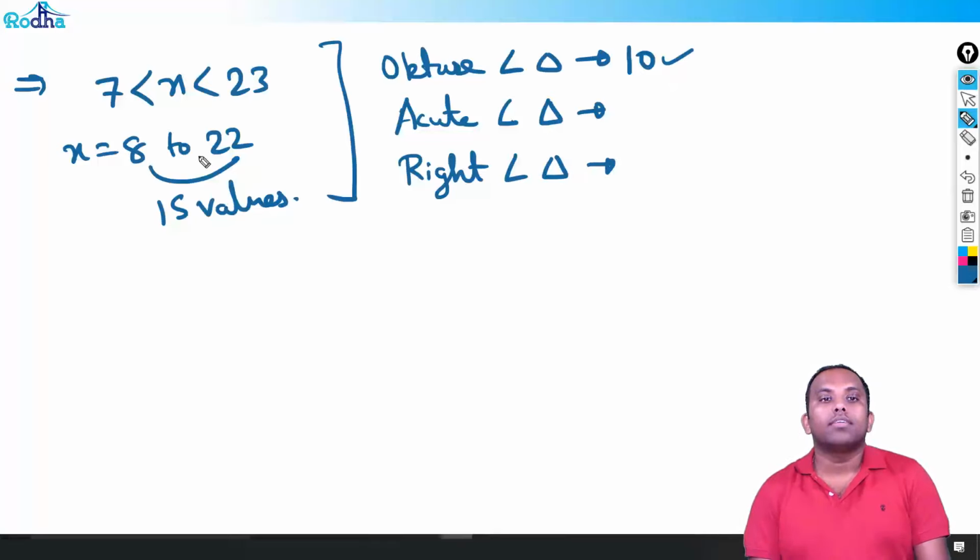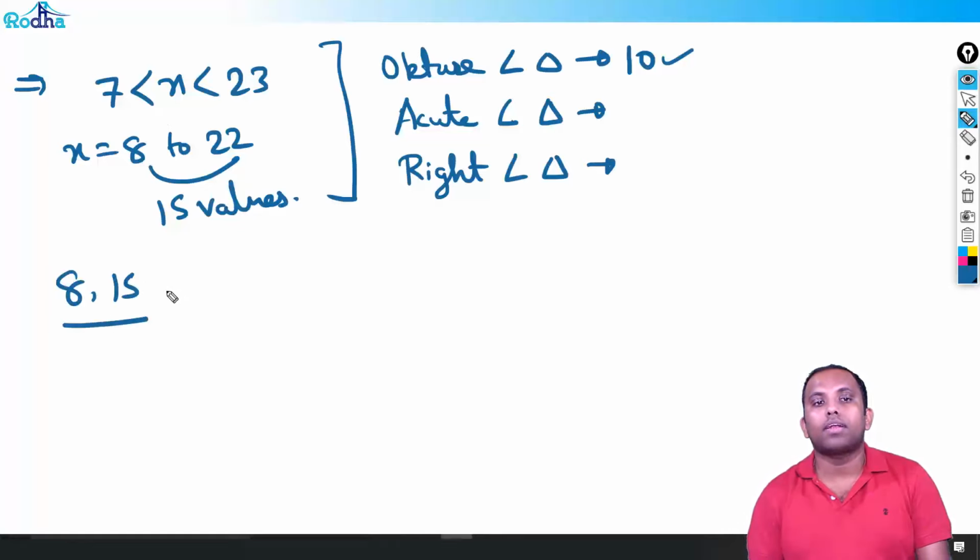Since 8 and 15 are the other two sides, there's a triplet. If you remember, 8, 15, 17 is a triplet, or you can verify by the Pythagorean theorem also. So 8, 15, 17 is a triplet. That means there will only be one right angle triangle.